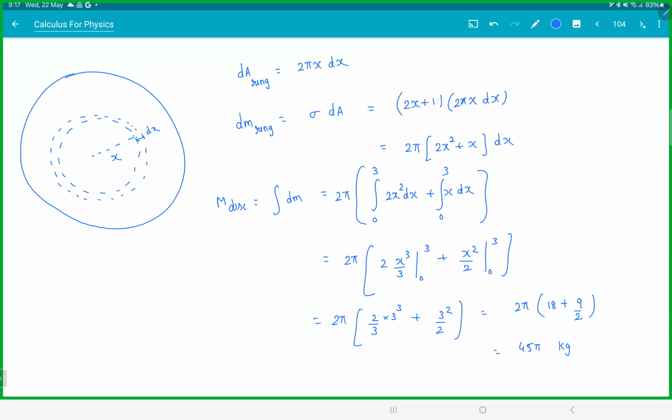Anyone not clear with this? Any step? Devansh, Devika? Clear? Pushkal? Aditya? Got this? Arush? Kaushambi? Clear? Perfect. Next one.